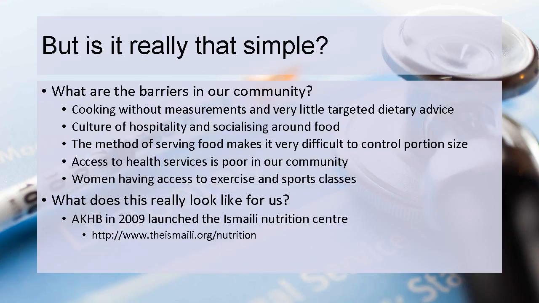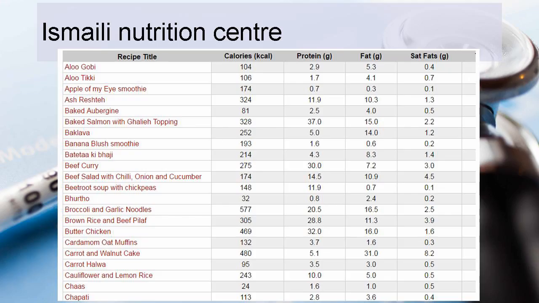Some of the resources that they did, so this is the website, theismaili.org/nutrition. They've got some resources there, and they go through about 150, 200 of our common dishes. So you've got here things like batata bhajia, bharto, gajar halwa, which they've looked at, and they've given some nutritional information, which is a useful start.